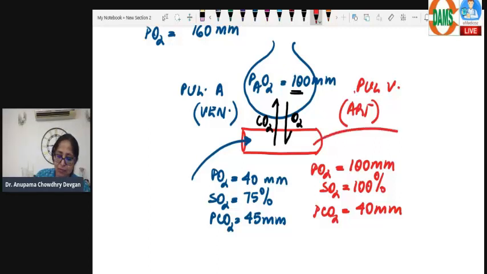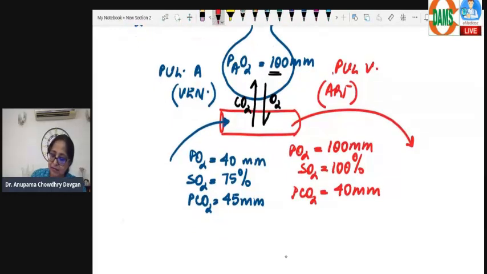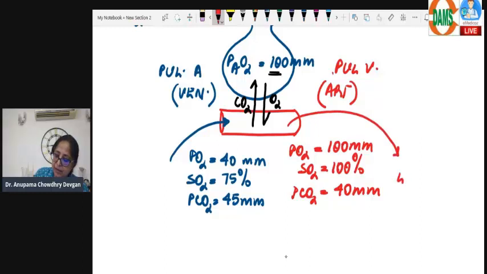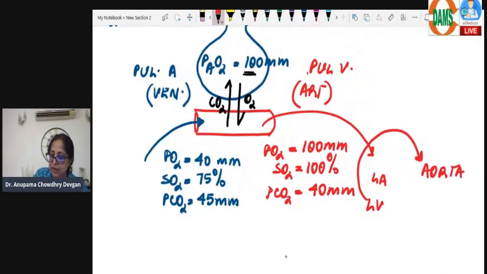Now, blood from the pulmonary vein goes into the left side of the heart. It goes into the left atrium, then into the left ventricle. From the left ventricle, it comes into the aorta and enters the systemic circulation.